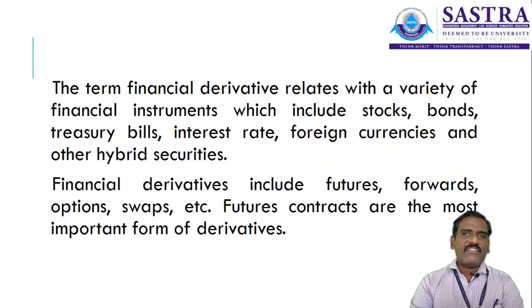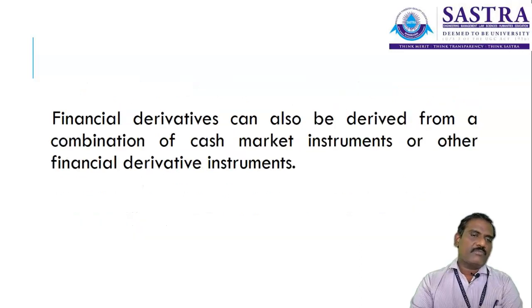The term financial derivatives refers to a variety of financial instruments, which include stocks, bonds, treasury bills, interest rates, foreign currency, and other hybrid instruments, which together are used to determine the value of a future asset. Financial derivatives include futures, forwards, options, and swaps. Futures contracts are the most important form of financial derivatives.